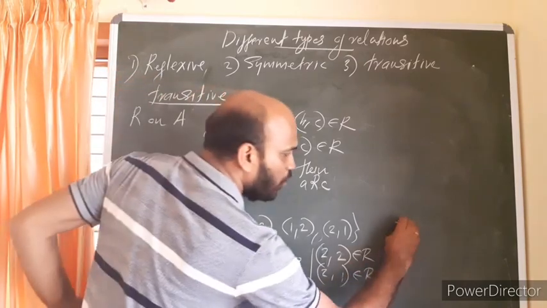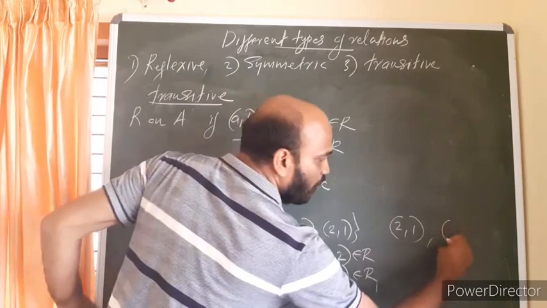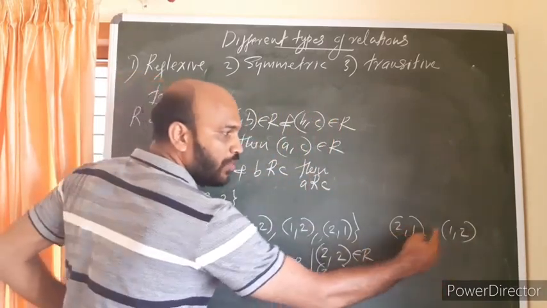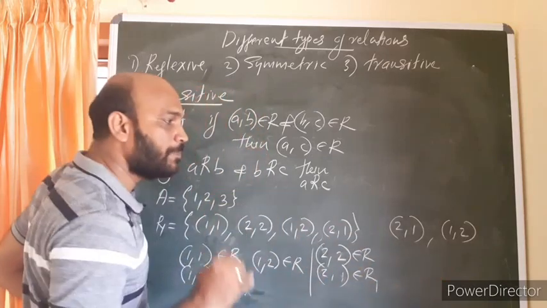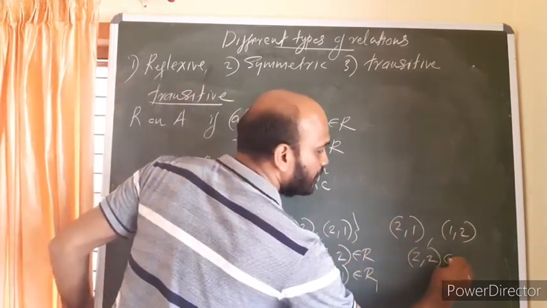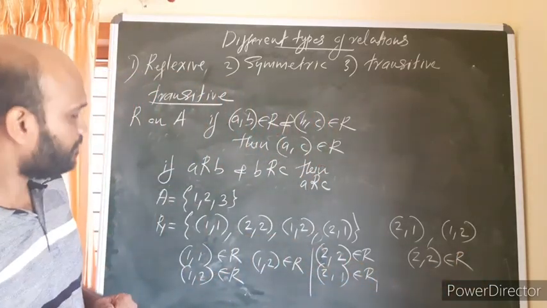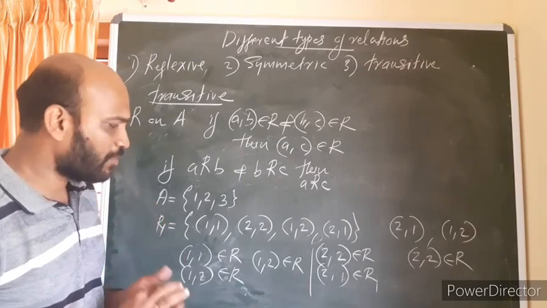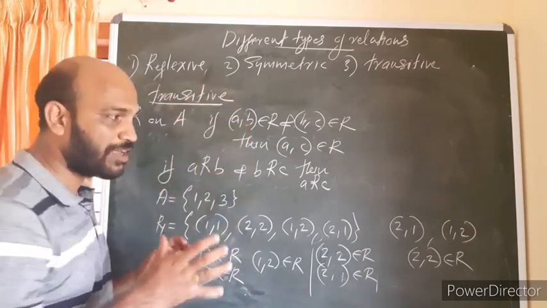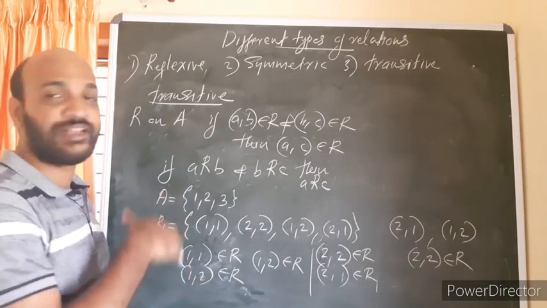So we can take 2, 1 as the first ordered pair and 1, 2 as the second ordered pair. 2, 1 belongs to R, 1, 2 belongs to R. That means there should be 2, 2. Clearly 2, 2 belongs to R. So it is okay for all the elements. The transitive condition is okay for all the elements. So R1 is a transitive relation.